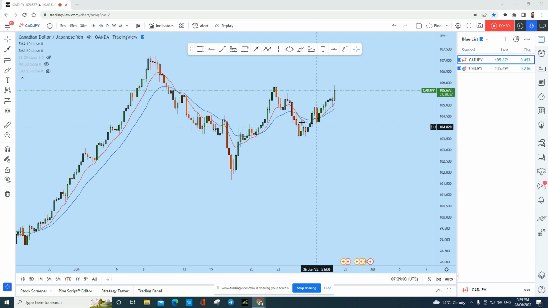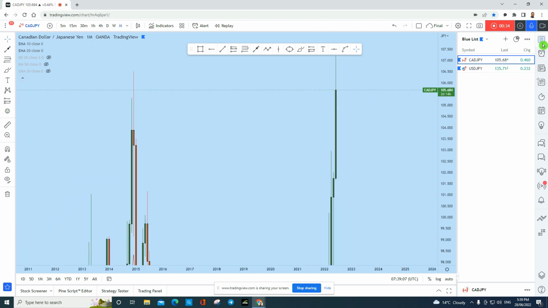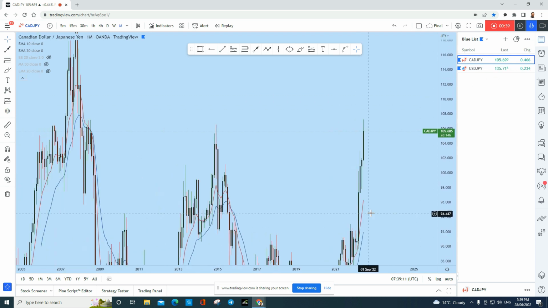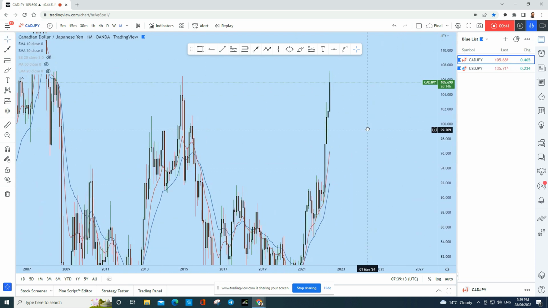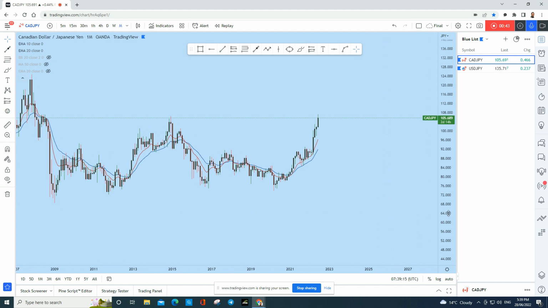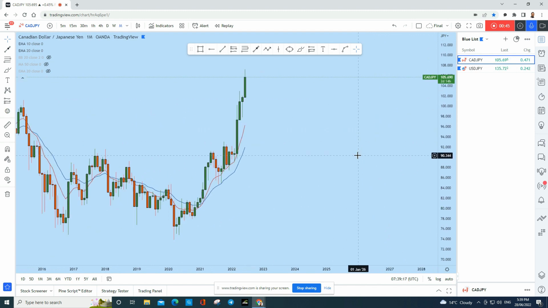First, let's start with CAD JPY on the higher time frame. Why? Because monthly and weekly will give you a clear direction in the market, removing all the noise from the lower time frame. If you look at the overall market structure for the direction of the trend, you can see that CAD JPY is in a strong uptrend over the long term.